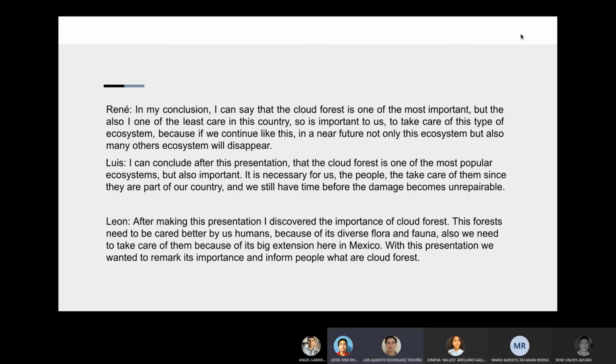After making this presentation, I discovered the importance of cloud forests. These forests need to be better cared for by us humans because of their diverse flora and fauna. Also, we need to take care of them because of their big extensions here in Mexico. With this presentation, we wanted to remark on their importance and inform people what cloud forests are.